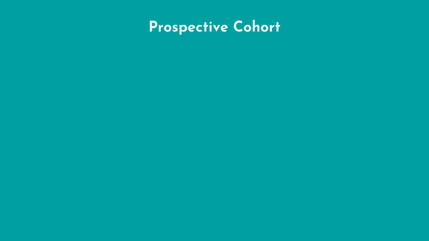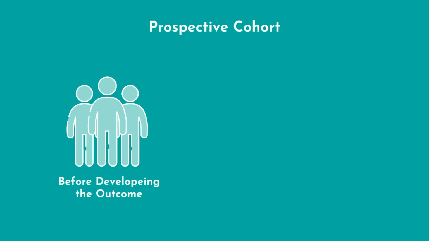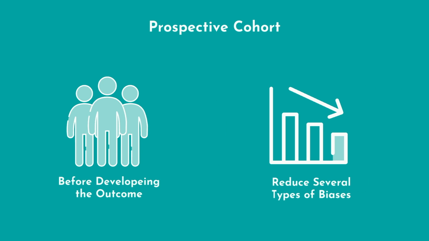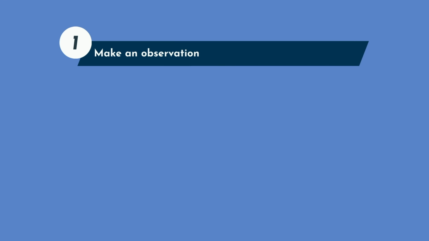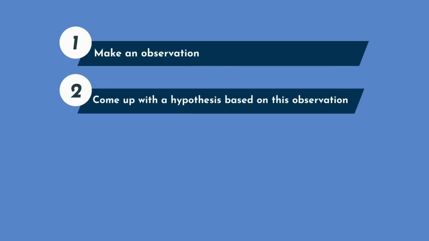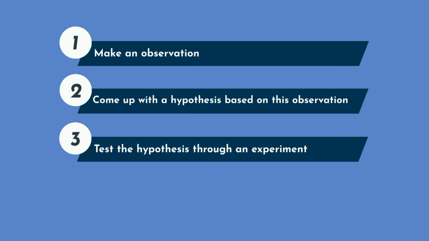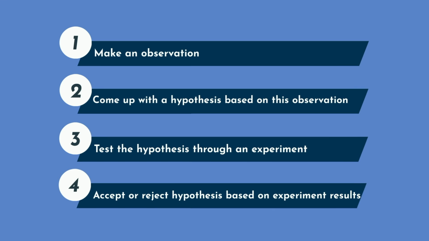Prospective cohort studies recruit subjects and collect baseline information before the subjects have developed the outcome of interest. The advantage of prospective studies is they reduce several types of biases which are commonplace in retrospective studies. There are 4 steps to the scientific method. First, make an observation. Second, come up with a falsifiable hypothesis based on this observation. Next, test the hypothesis through an experiment. And last, accept or reject the hypothesis based on the experiment results.